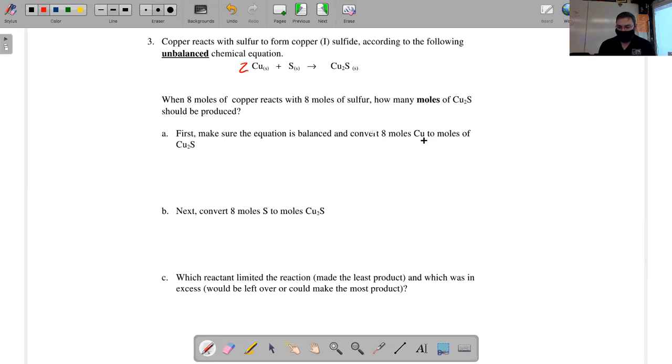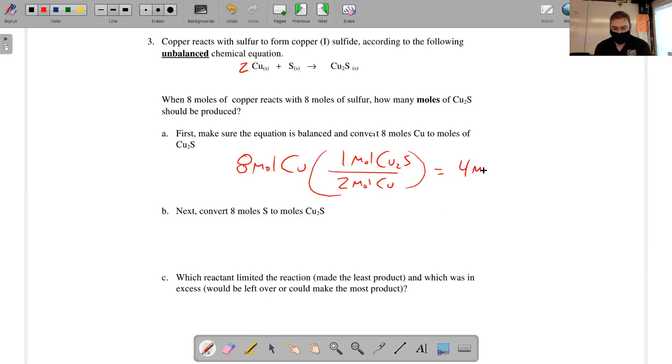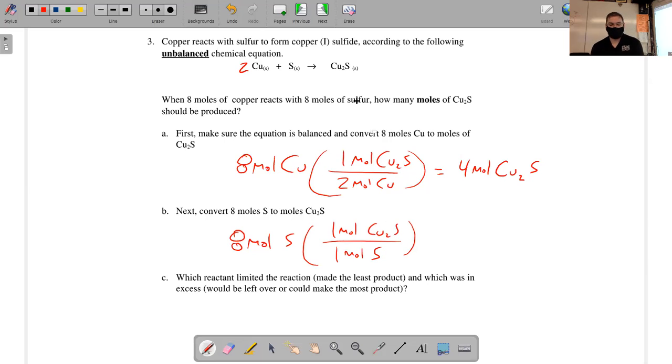So the quantity of copper you start with is 8 moles of Cu. In the chemical equation, for every 2 moles of copper, we make 1 mole of copper(I) sulfide, and that comes out to be 4 moles of copper sulfide. You also have the 8 moles of sulfur. So with 8 moles of sulfur in the equation, for every 1 mole of sulfur, you get 1 mole of Cu2S. These numbers in the mole ratio are just whatever the coefficients are in the balanced equation.